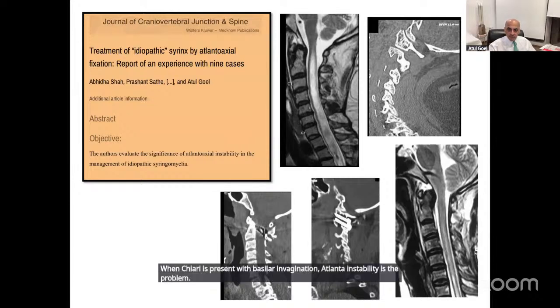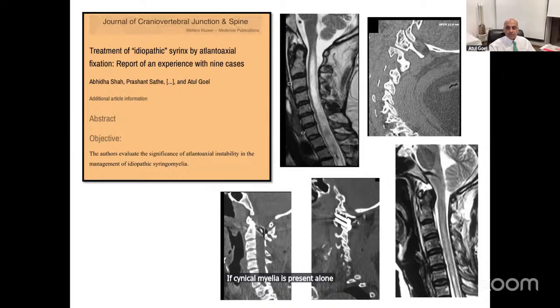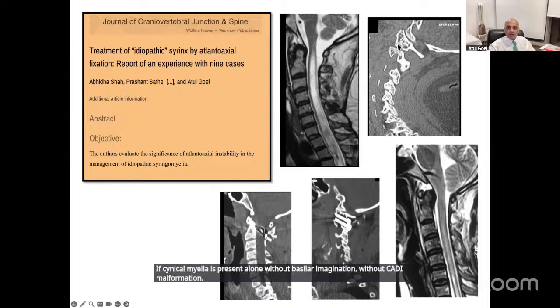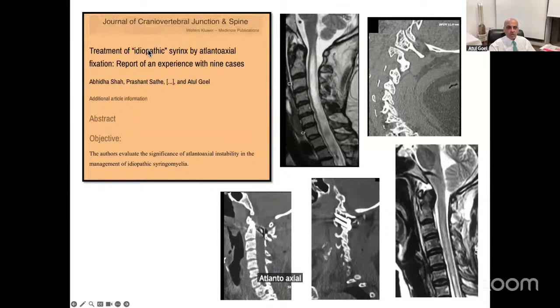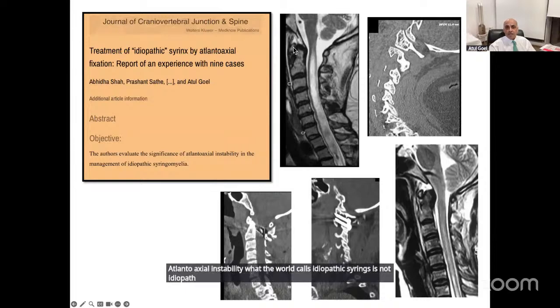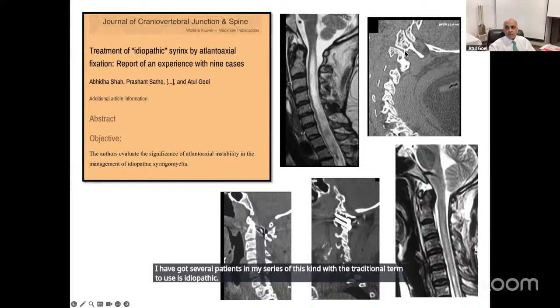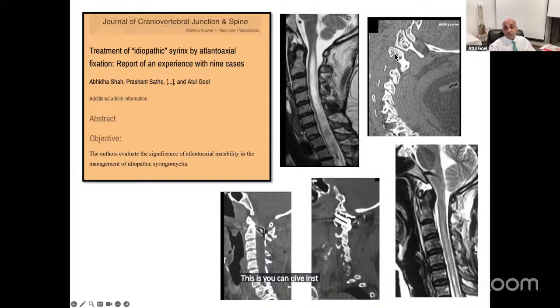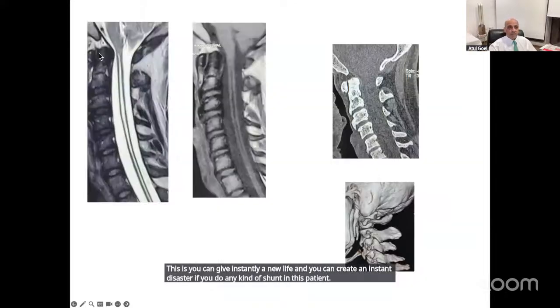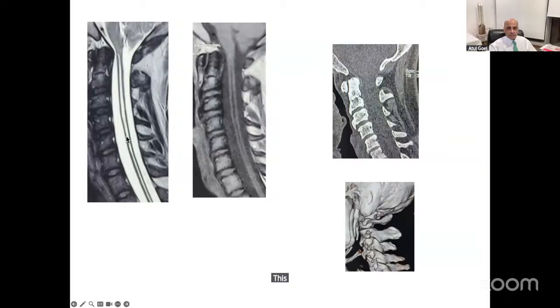If syringomyelia is present alone, without basilar invagination, without Chiari malformation, it is atlantoaxial instability. What the world calls idiopathic syrinx is not idiopathic. Like this, there is no Chiari here, no problem here, syringomyelia. What will you answer this question? I have got several patients in my series of this kind, for which the traditional term to use is idiopathic. You can give instantly a new life and you can create an instant disaster if you do any kind of shunt in this patient. This is syringomyelia with external syrinx, internal syrinx.